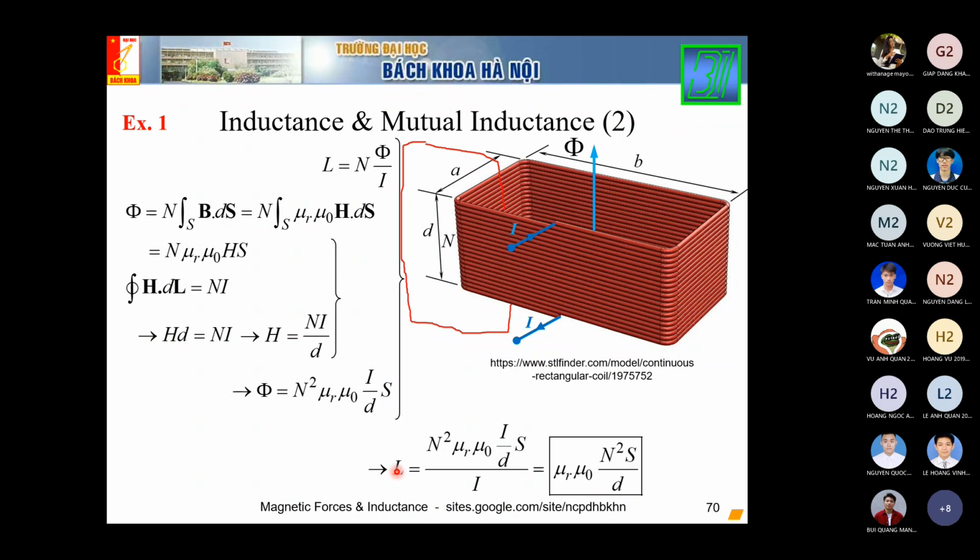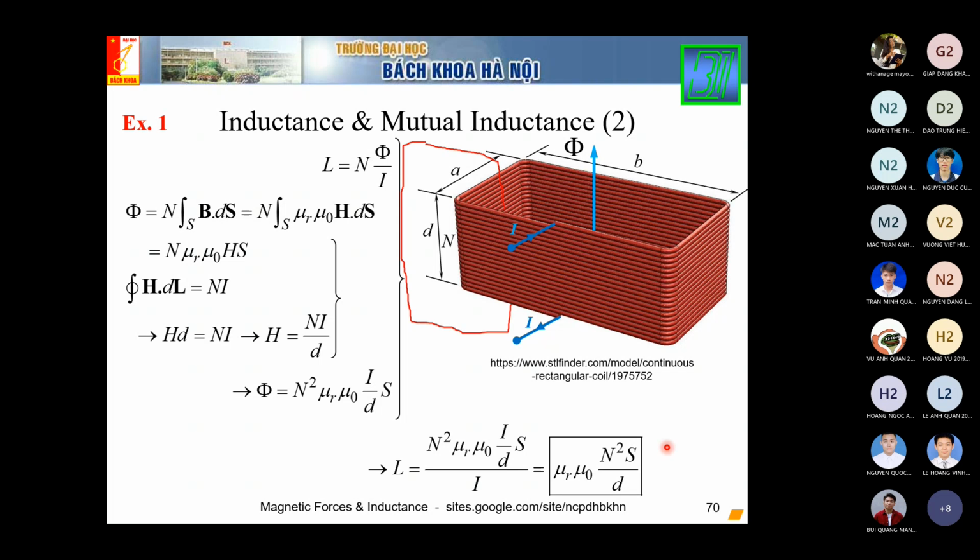The inductance here is proportional to the relative permeability of the environment, to the square of the number of turns, and to the square of the cross-sectional area of the coil. And this inductance is inversely proportional to the length of the coil. There you are.